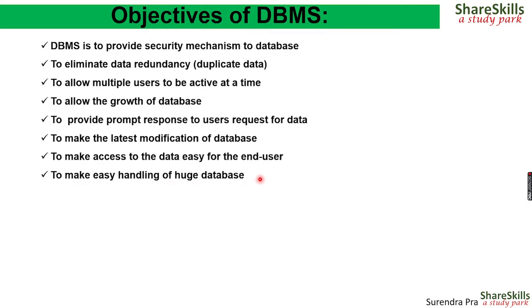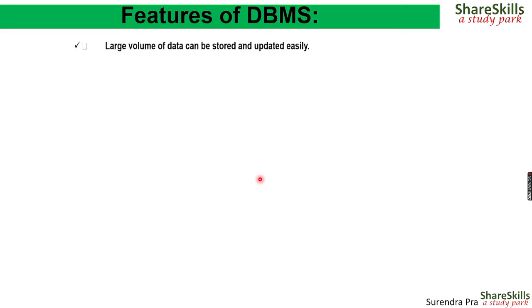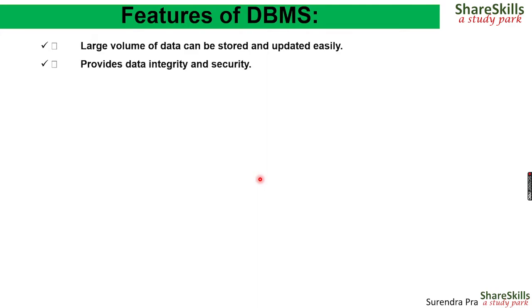What we have already talked through, the different mechanisms there and relations, table relations, queries, reports. So these different objects really help to handle the huge amount of data, to provide the storage area for a mass amount of relevant data that we have already talked about. So to protect the data from physical harms and unauthorized access also. And some features of DBMS. Features also means the ability, what it provides, the different types of facilities. So large volumes of data can be stored and updated.